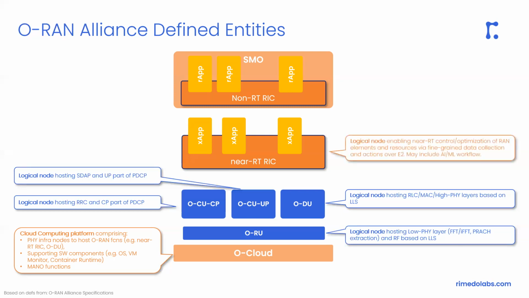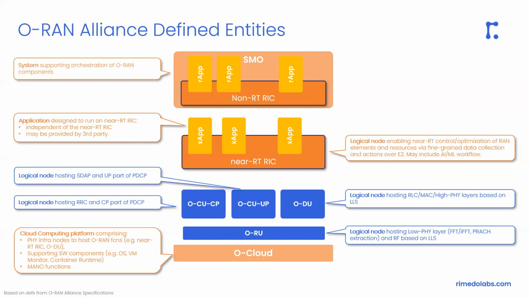So then we go to the near real-time RIC. Near real-time RIC is a logical node enabling near real-time control and optimization of the RAN elements and resources via fine-grained data collection. We'll see that exactly in the next section, but let's start here: this is the near real-time fine-grained operation to manage the CUs and DU. And that is basically serving as a platform for xApps, which are independent from the near real-time RIC, developed by third-party providers, or also by the near real-time RIC providers as well.